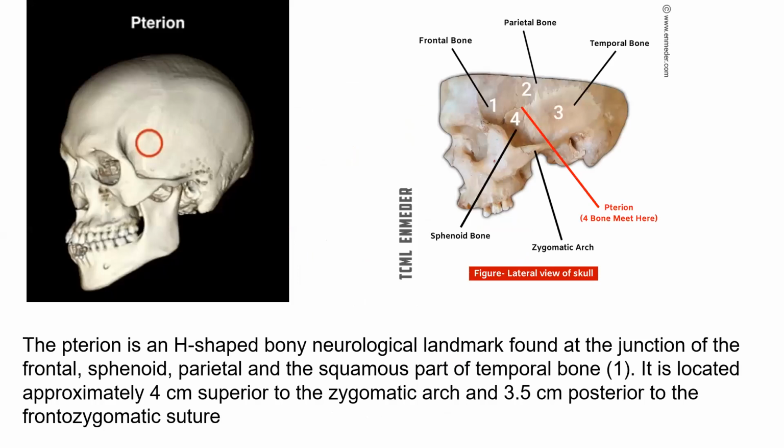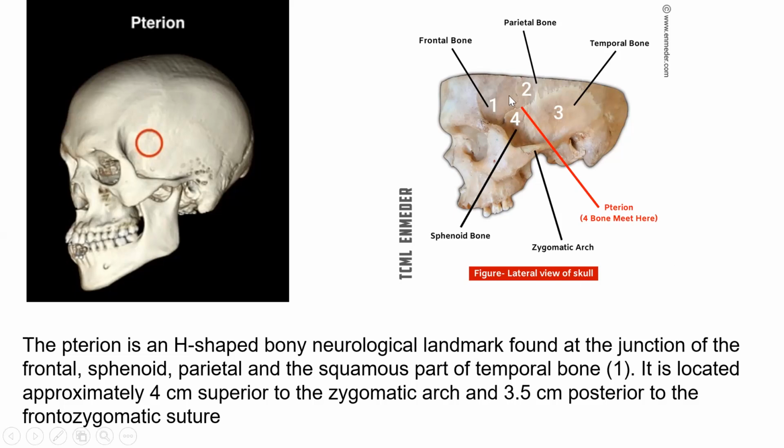This is the pterion. Like I have told you before, it is extremely important for you to know. It is an H-shaped bony neurological landmark that is found at the junction of the frontal, sphenoidal, parietal, and the squamous part of the temporal bone. And it is located approximately 4 centimeters superior to the zygomatic arch and about 3.5 centimeters posterior to the frontozygomatic suture. So you can see over here, I have shown you this before.